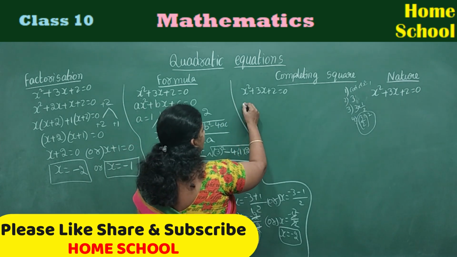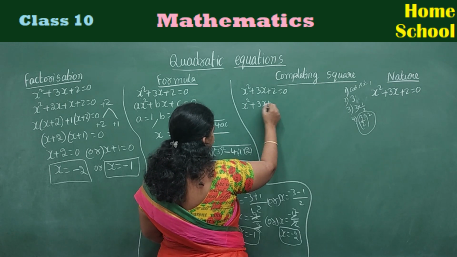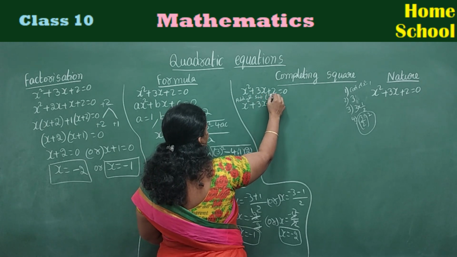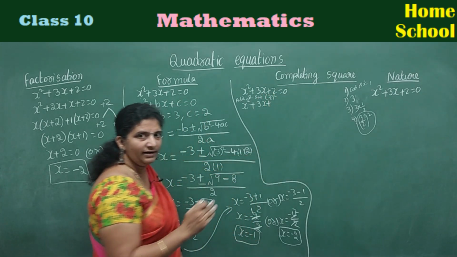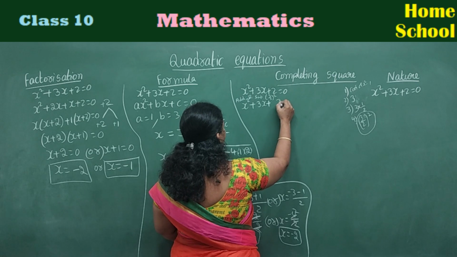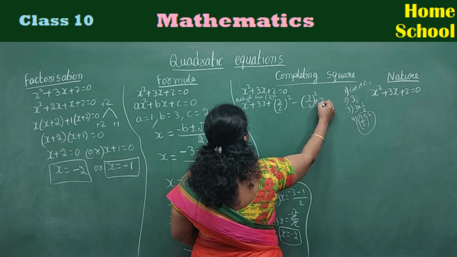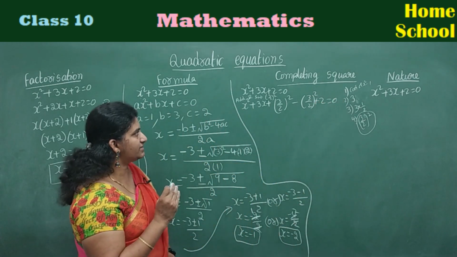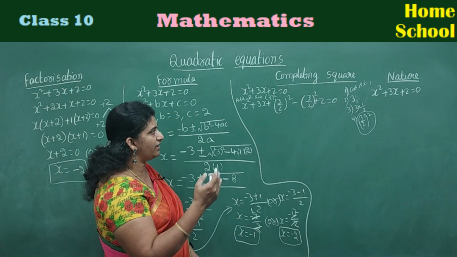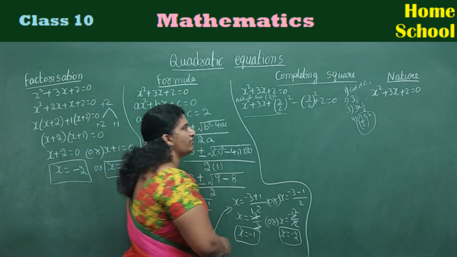Now, in order to proceed with this problem, look here carefully. x square plus 3x, plus and minus 3 by 2 whole square. This constant, move aside and do the addition first, next the subtraction. Now write the constant. x square plus 3x plus 3 by 2 whole square minus 3 by 2 whole square plus 2 equal to 0. Now, if you see, these will become a formula.